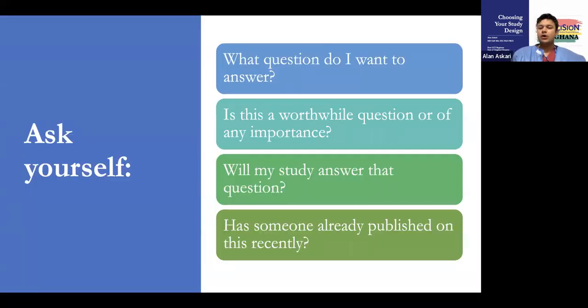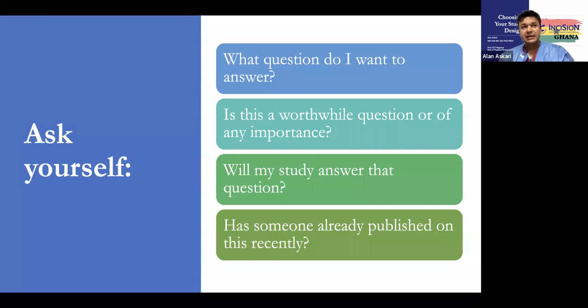So ask yourself, what question do I want to answer? Why do I want to answer this question? Is this a worthwhile question? Is it of any importance clinically? Now, you're all, I think, clinicians. So is this going to really add to the literature? And then importantly, when you come to select your study, if I want to test how good this pill is against the other one, well, I probably need a randomized control trial, and doing a case series is probably not going to answer that question. So will the study that I've selected actually answer that question? And this is where your more experienced collaborators, your mentors come in.